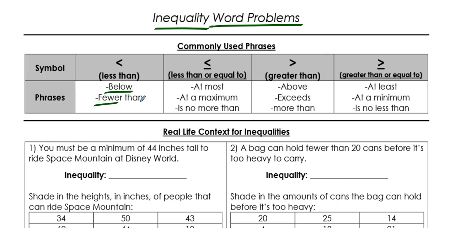So if I say below or fewer than, that's strictly less than. If I say something is at most, at maximum, is no more than some number, that means it's less than or equal to that. It could be equal to it, or it could be anything less than it. Above, exceeds, more than, or strictly greater than. And then at least, at a minimum, and no less than means it's got to be that value or greater. So greater than or equal to.